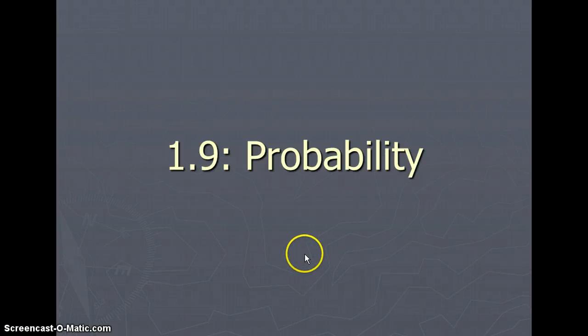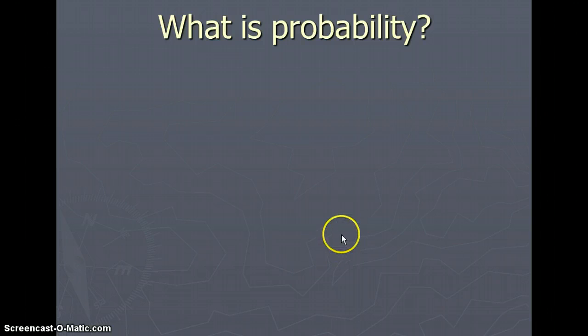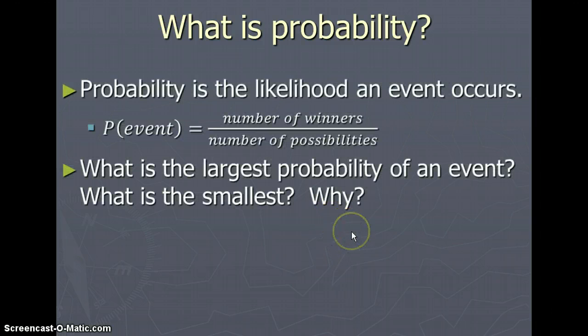Welcome to our last section in Chapter 1, Section 1.9, which is probability. So what is probability? Well, probability is the likelihood that an event is going to occur. We're going to write it as P of whatever event. It could be something like, if we are flipping a coin, the probability of heads landing, or throwing a die, the probability of a 5 being rolled.